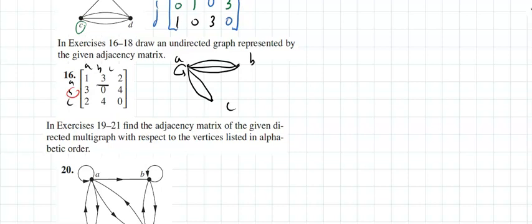Now, I go to B. B to A, there are 3, it's already there. B to B, there's no loop to itself. B to C, there are 4. 1, 2, 3, 4. And if I go from C to A, there are 2, they're right there. C to B, there are 4, and C to itself, there's none. There it is, you're done.